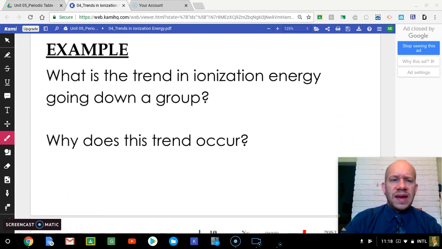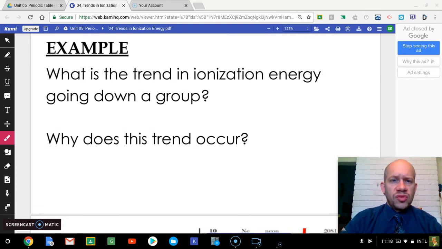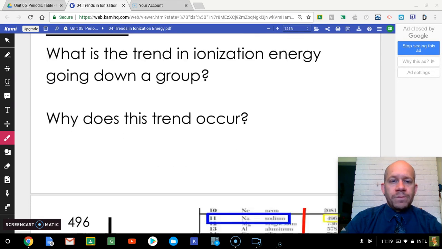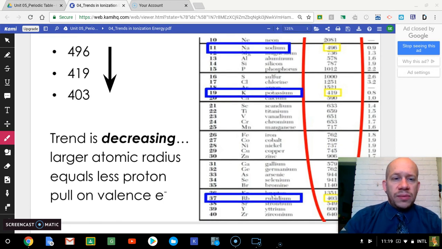So what is the trend in ionization energy going down a group, and why does this trend occur? The trend going down a group is ionization energy decreases, and it does this because there's a larger atomic radius. So the trend is decreasing. There's a larger atomic radius, which equals less proton pull on the valence electrons.